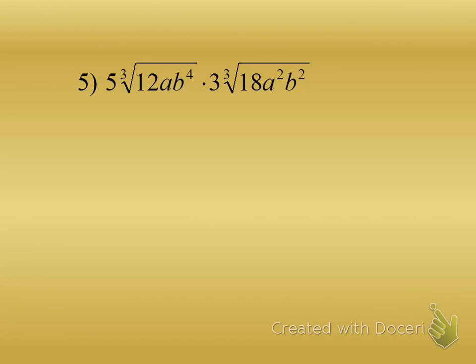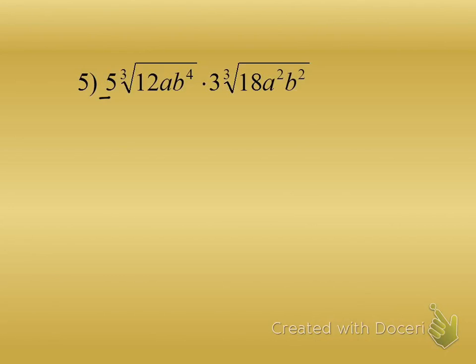So, as you can see, this one is a little more messy. Let's go with the word messy. So we have 5 times the cube root of 12ab to the 4th times 3 times the cube root of 18a squared b squared. First thing you would do is I would put the two radicals together. It's just easier that way.